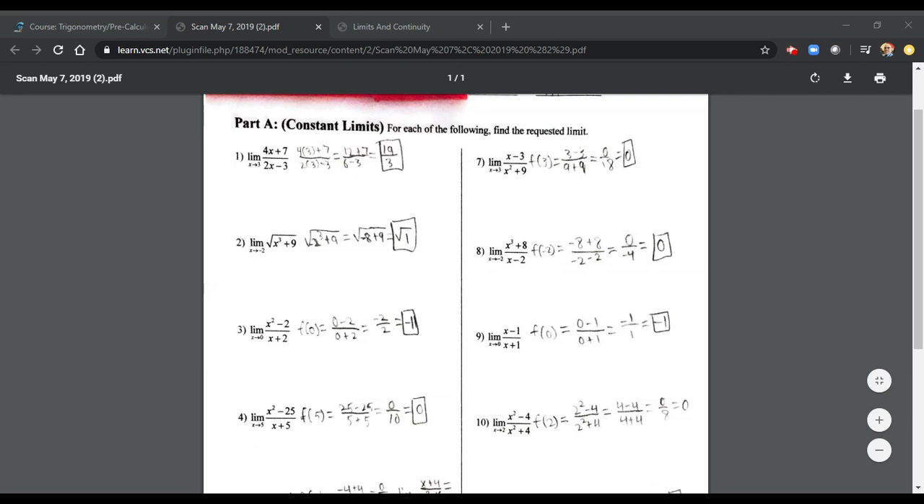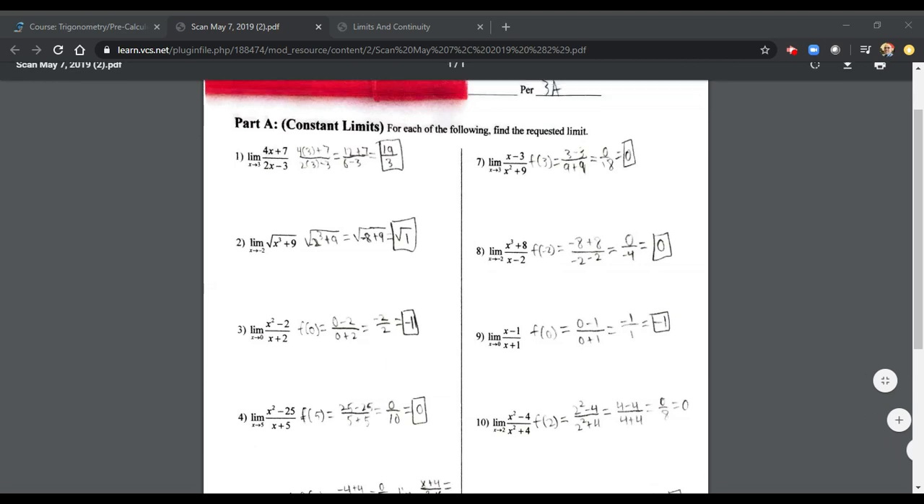Limit as x approaches 0 of (x squared minus 2) over (x plus 2). Well, f of 0 is 0 minus 2 over 0 plus 2. So -2 over 2 is equal to -1.